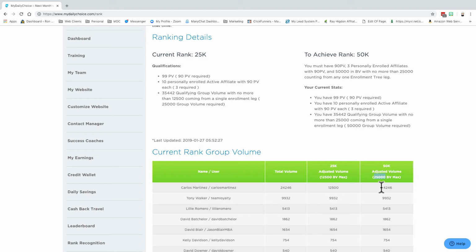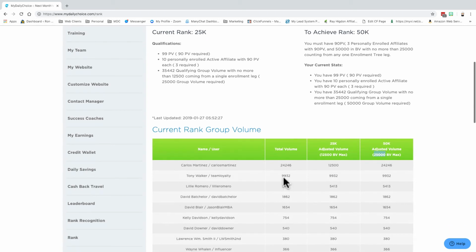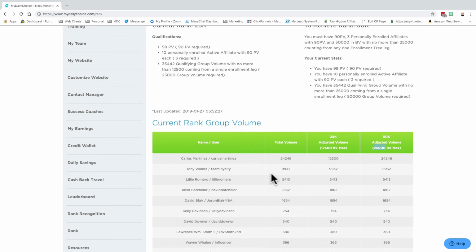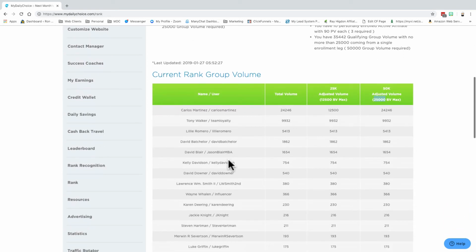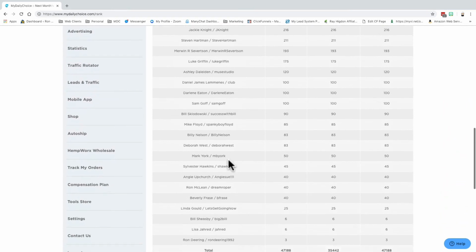So he needs two executive packs in his whole team, right? I can't use anything he gets after that until I hit 50K. Then it would bump up to 50,000, right? So you can see all of these are laid out. It's not just two legs; it's all of these legs of people I personally sponsored.